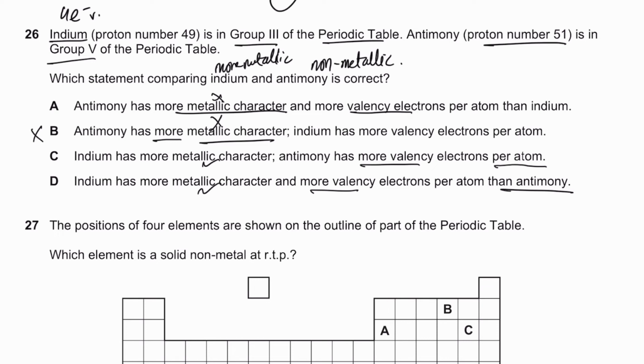So antimony is in 1, 2, 3, 4. So antimony is also in period 4, so we're actually counting the shells. I'm really sorry, the valence electron is dependent on the group. So 3 valence electrons and 5 valence electrons. Indium has more metallic character and more valence electrons. No, indium has fewer valence electrons compared to antimony. So antimony has more valence electrons. Since it's in group 5, that means it has 5 outer shell electrons compared to indium, which is in group 3 and it has 3 outer shell electrons.